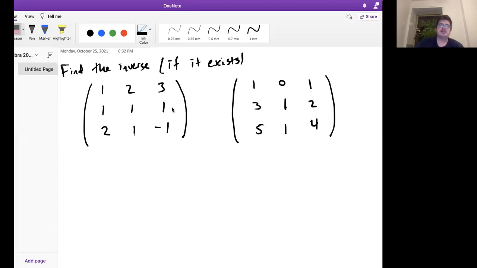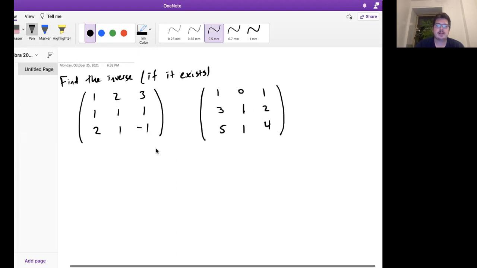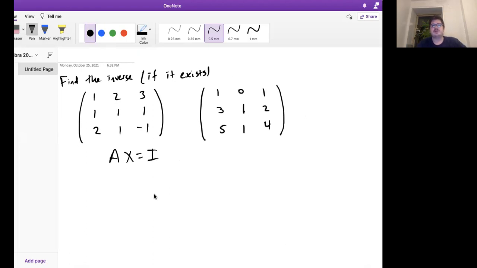Okay, so why don't we begin just by doing some practice problems. Find the inverse of 3x3 matrices. So if you recall from last time, by the definition of the inverse, the inverse of a matrix, if it exists, is some matrix where if you multiply by that matrix, you get the identity back.